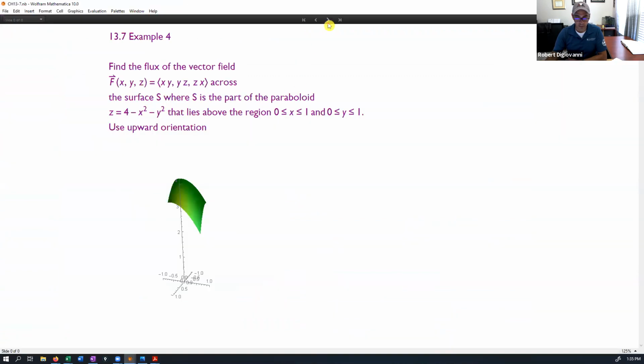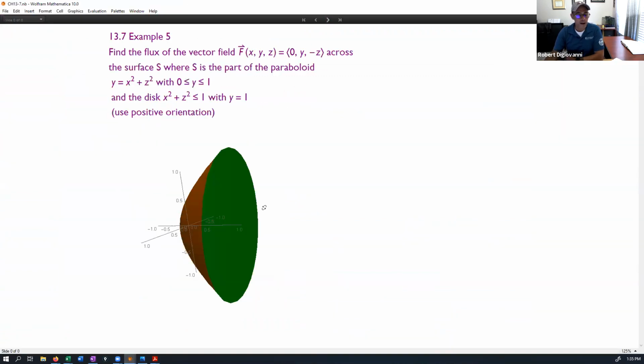Let's take a look at another one. Find the flux of the vector field F across this surface S, where S is the part of the paraboloid y equals x squared plus z squared with y between 0 and 1, and the disk x squared plus z squared less than or equal to 1 with y equals 1. And it says here, use positive orientation.